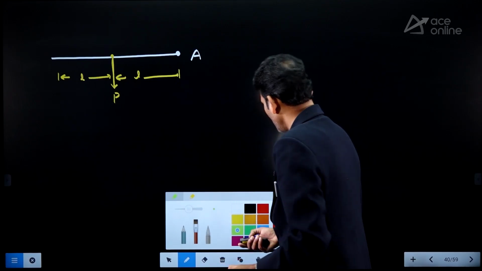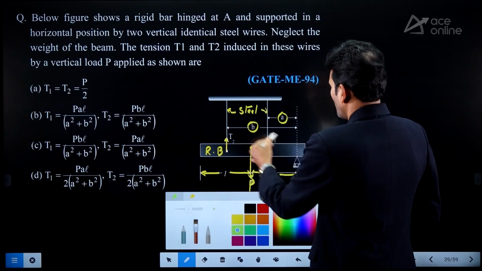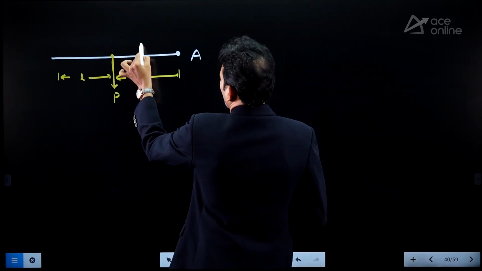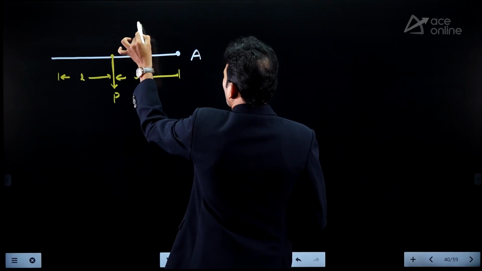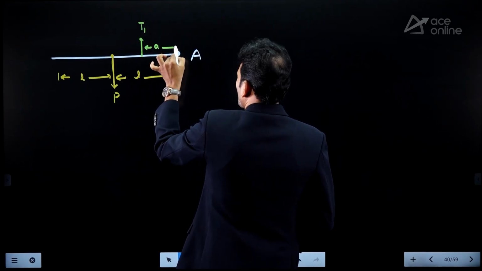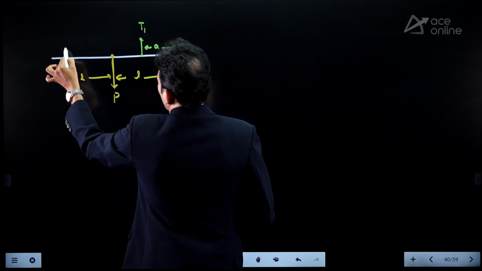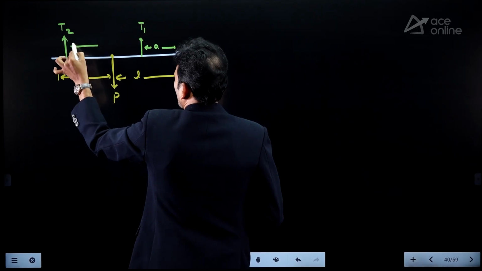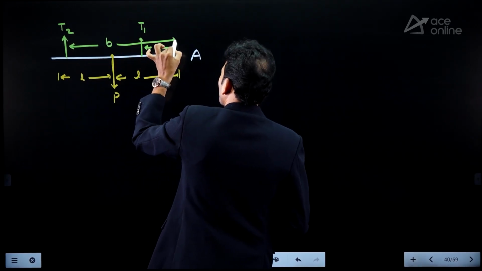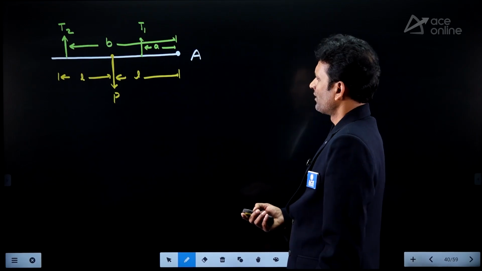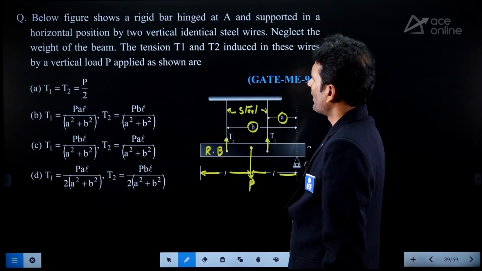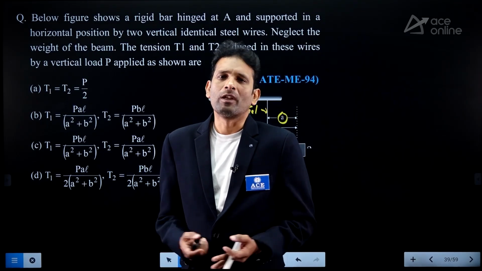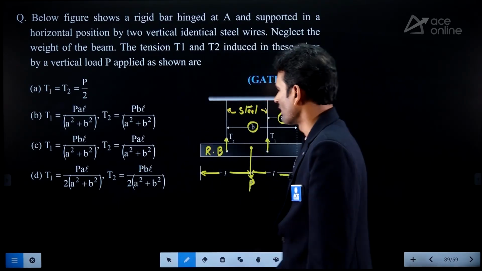And let me take the two steel wires, one wire here and one wire here. Let us consider this is T1 at a distance of A units, and here we are having T2 at a distance of B units, from the hinge support, right. What we require is T1 and T2. Generally, to find the unknown reactions, we use equilibrium equations. Here I am following those equilibrium equations.